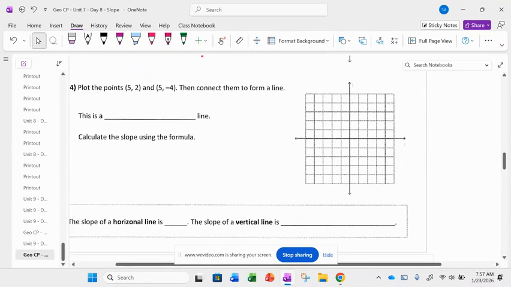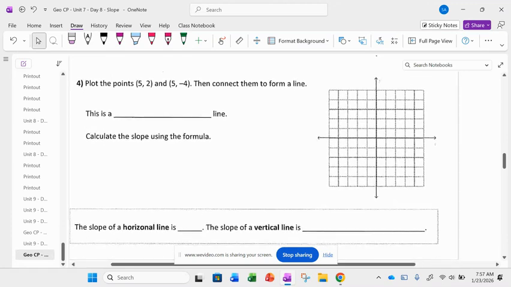Okay, let's talk about the other special case. Let's plot these points. Actually, I want you guys to plot the point 5, 2, and then 5, -4, and then just turn over your computer and hold it up for me because we have to make sure we plot points properly.